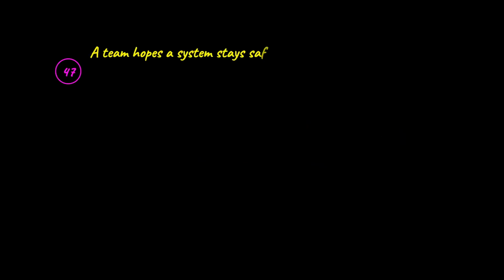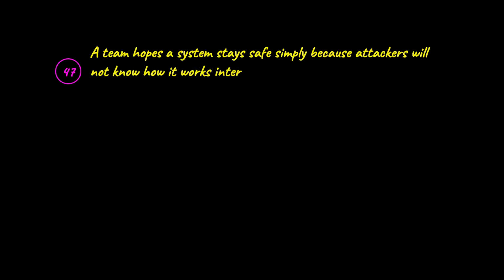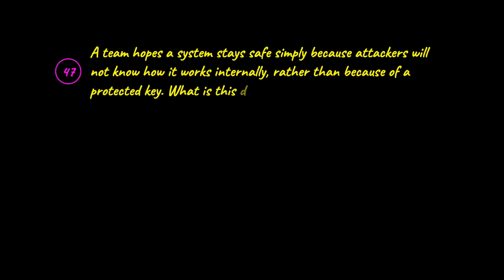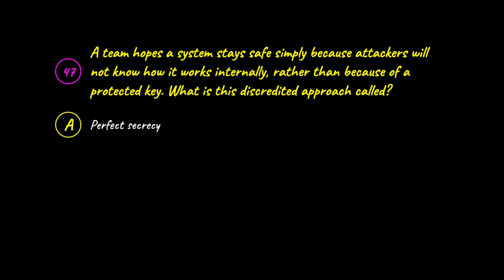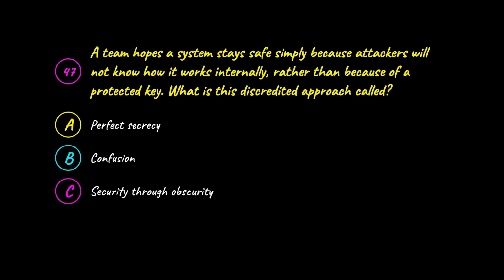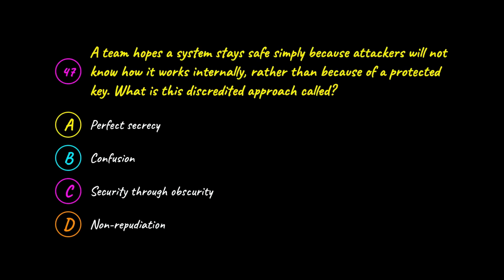Question 47. A team hopes a system stays safe simply because attackers will not know how it works internally, rather than because of a protected key. What is this discredited approach called? Your options are A. Perfect secrecy, B. Confusion, C. Security through obscurity, D. Non-repudiation. Don't overthink it. Which one feels right?